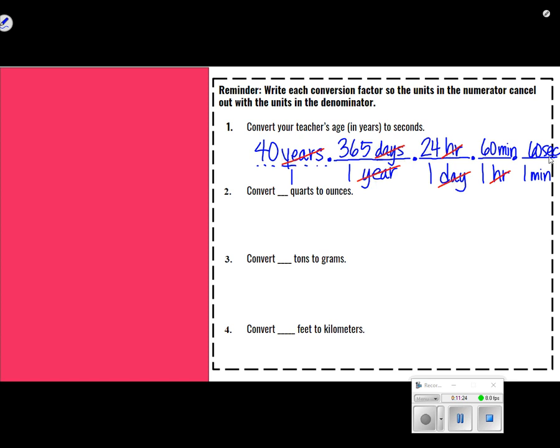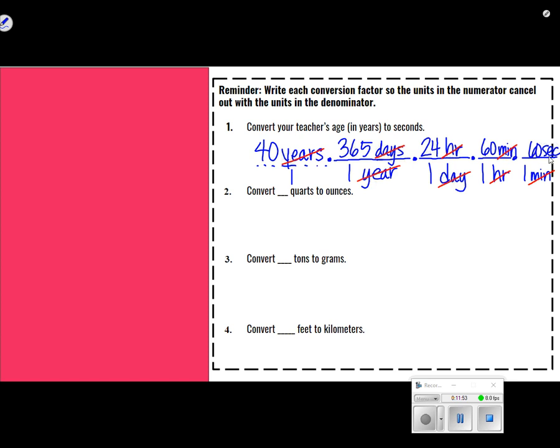And my units, remember, they have to cancel. 1 on top, 1 on bottom. And then now I have everything set up. Because pretty much everything is on top in these fractions, I'm just going to multiply them. If I had a number on the bottom, I would divide. So I'm going to take 40 times 365 times 24 times 60 times 60.